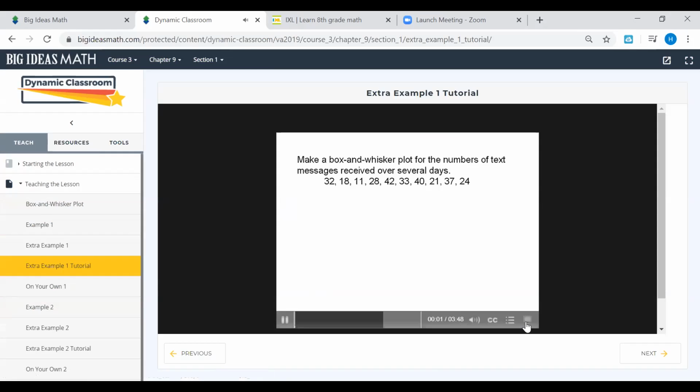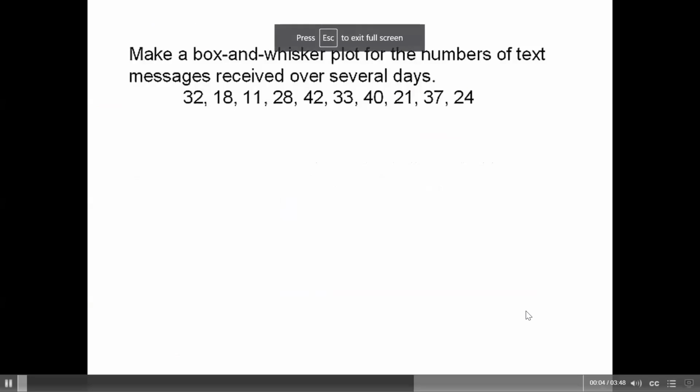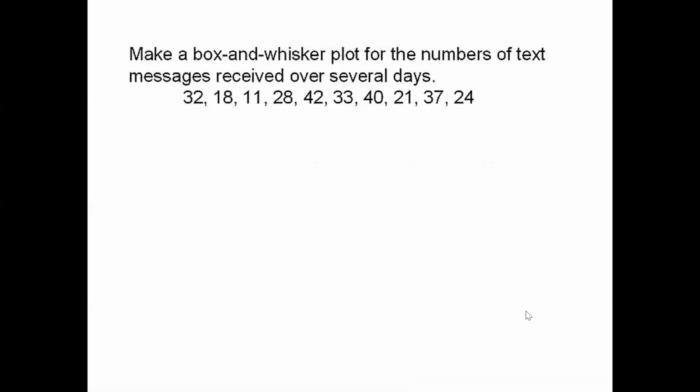Make a Box-and-Whisker Plot for the numbers of text messages received over several days. Remember, a Box-and-Whisker Plot displays a data set along a number line using medians. To make a Box-and-Whisker Plot, you need 5 pieces of information: the least value, the first quartile, the median, the third quartile, and the greatest value. To find these pieces of information, we first need to order the data.